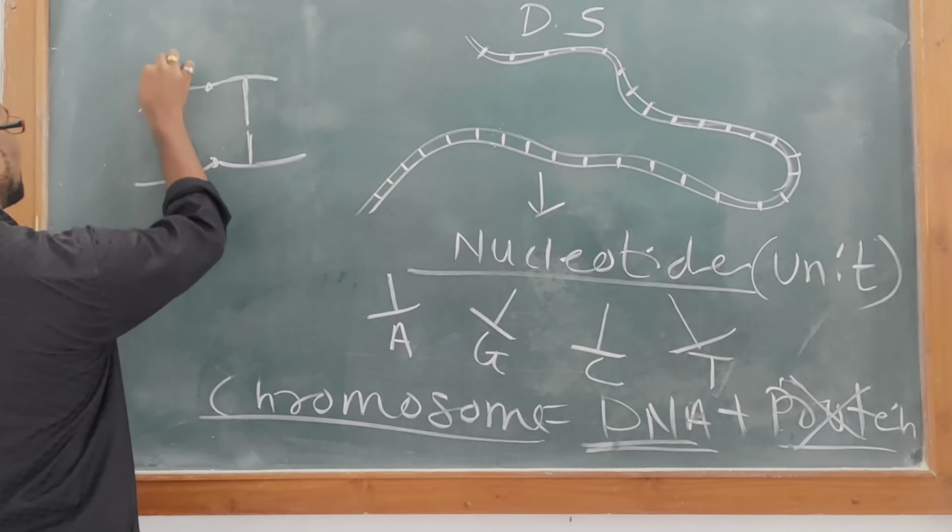This hypothesis is known as Chargaff hypothesis or Chargaff's rule. I have just explained from where we have obtained this DNA. We have obtained this DNA from our nucleus. In the nucleus we have different chromosomes. These chromosomes are made up of DNA plus protein. Here we are talking about only DNA, not about the protein. This DNA is made up of these nucleotides. Only 4 different nucleotides are there. Which nucleotides? A, T, G, C.